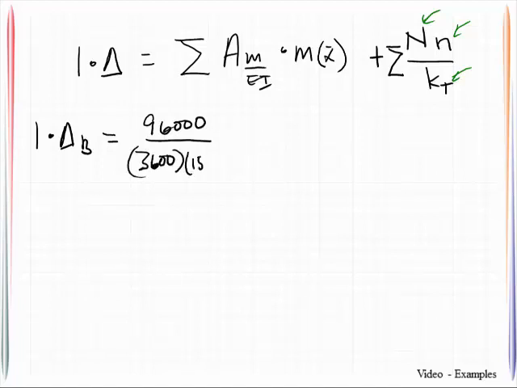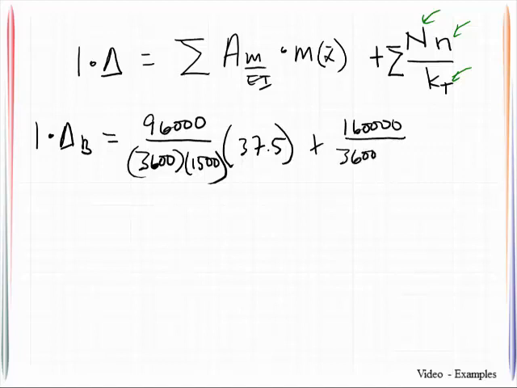So we can go ahead and do the calculation that delta B is computed as 96,000, 3,600, 1,500 times 37.5 plus 160,000 divided by 3,600 times 1,500, and that whole quantity will be multiplied also by 37.5. That accounts for the flexural members, the beams, AB, BC.